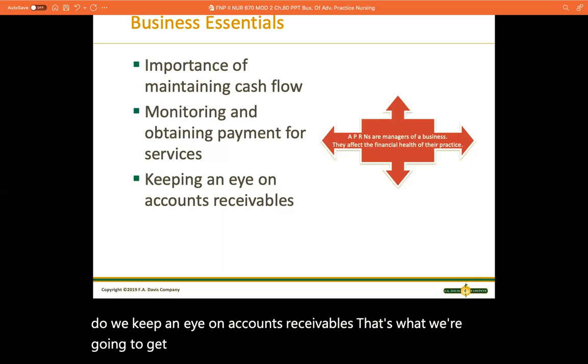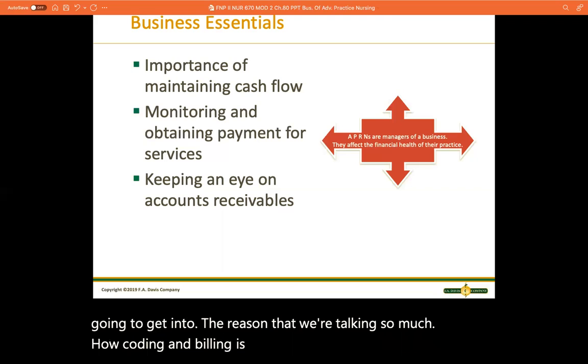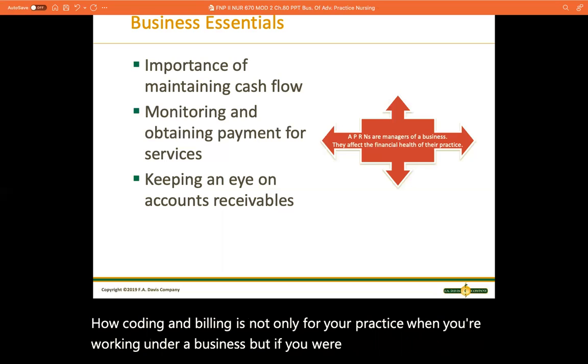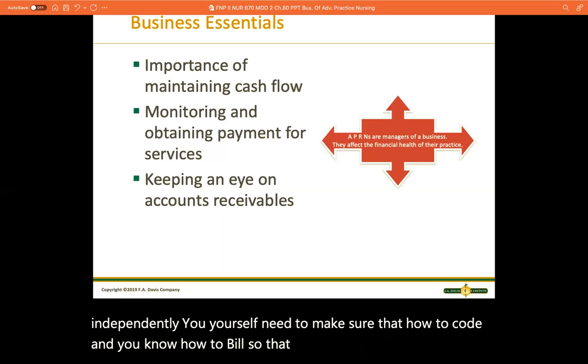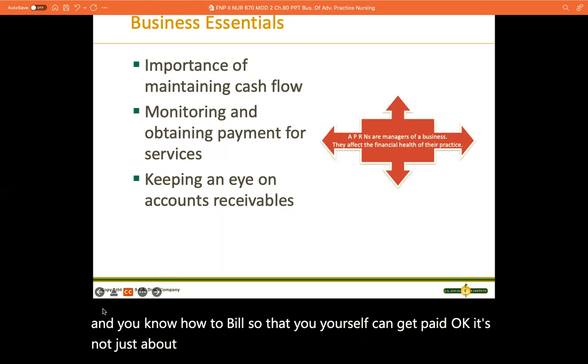The reason that we're talking so much about coding and billing is not only for your practice when you're working under a business, but if you were to practice independently, you yourself need to make sure that you know how to code and you know how to bill so that you yourself can get paid. Okay, it's not just for the company you work for. If you have your own company, you want to make sure you're getting paid the max amount.